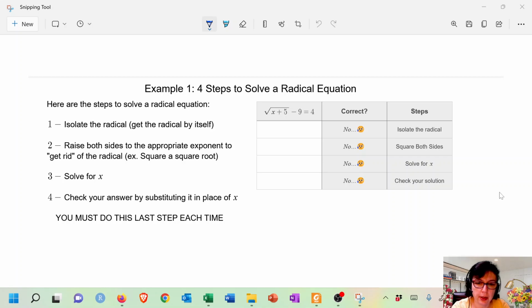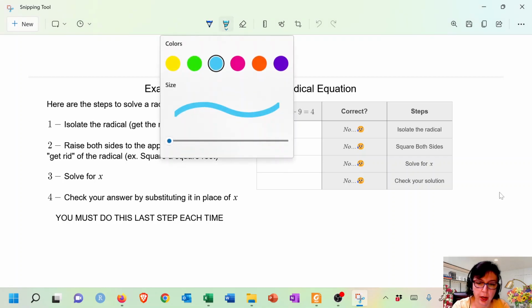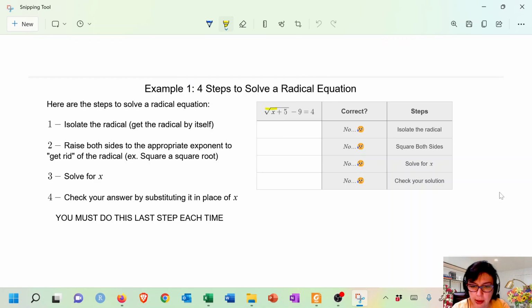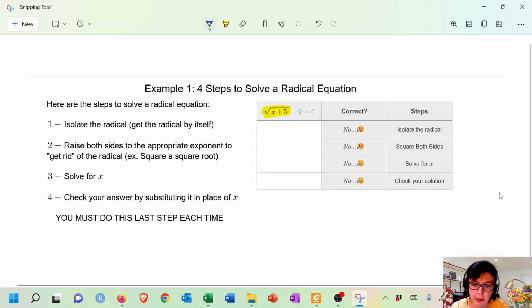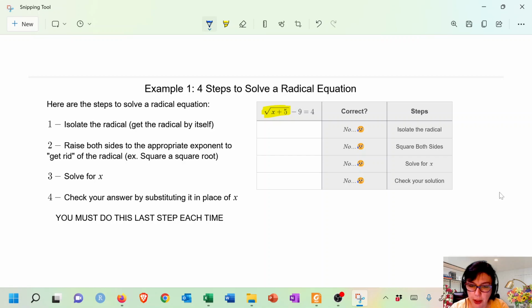First, we're going to find the radical and try to isolate it, right? So I can see that the radical is right here. And it is not isolated because I also have -9 in there, right? So that means that I have to get rid of it. So how would I do that? I would add 9 to both sides. So in this blank, you're going to have to type something like this, square root of x plus 5.